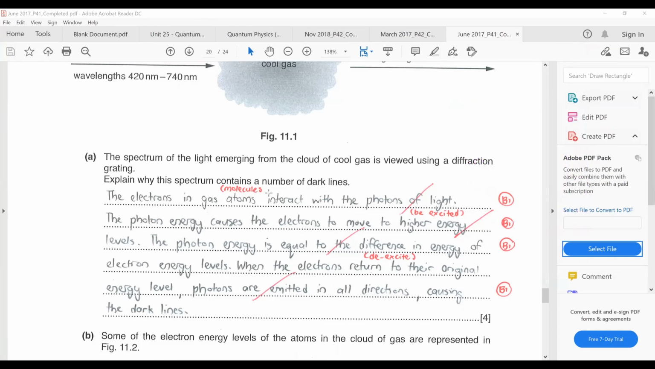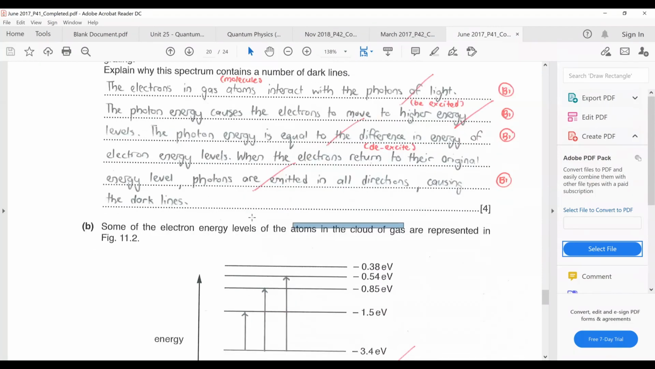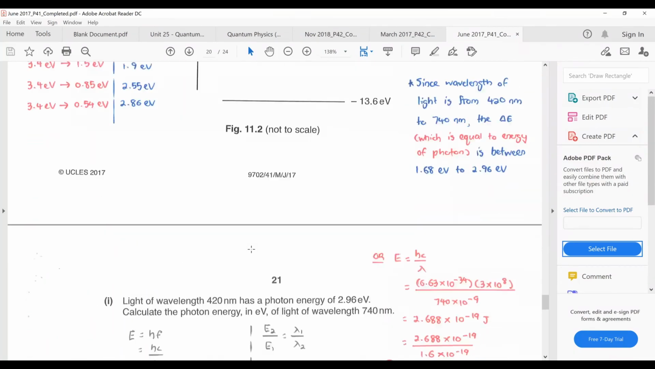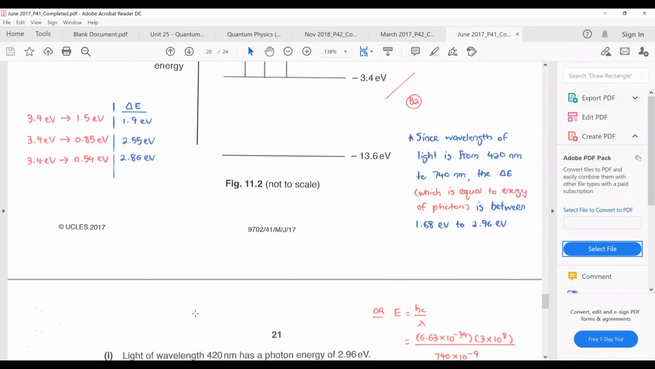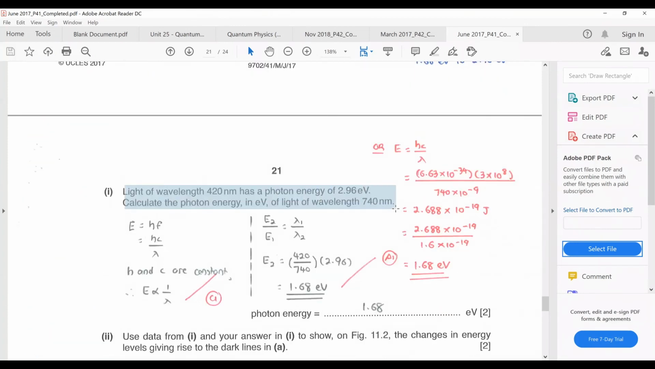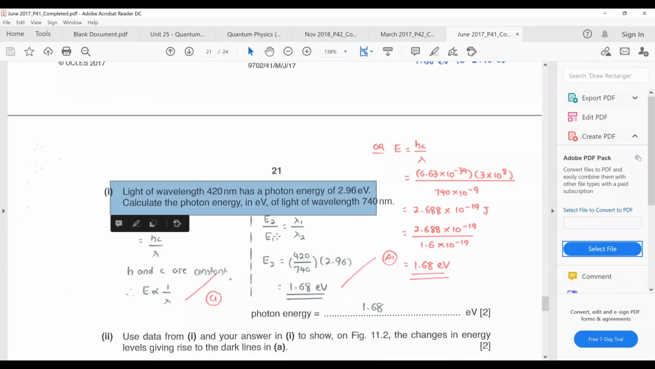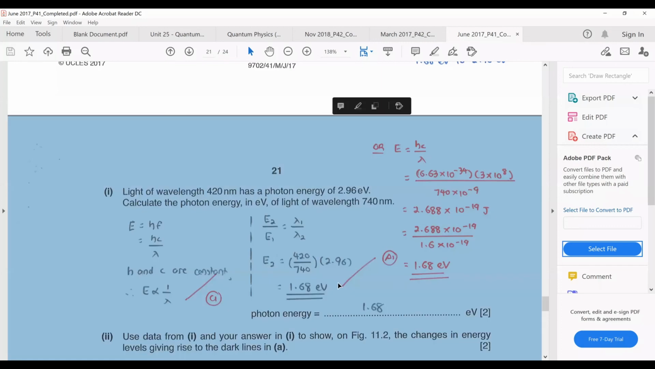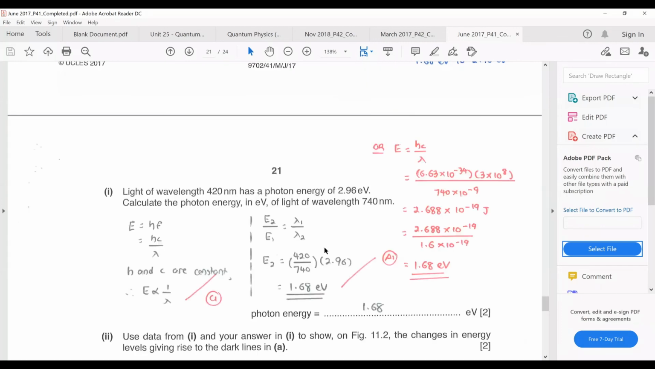If you look at part B, some of the electron energy levels of the atoms in the cloud of gas are represented in figure 11.2. They tell you light of wavelength 420 nanometer has photon energy of 2.96 eV. Calculate the photon energy in eV of light of wavelength 140 nanometer.